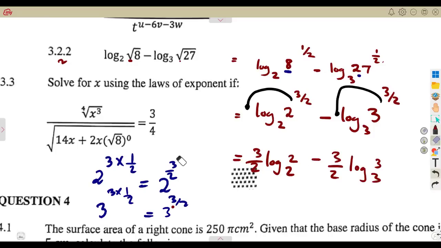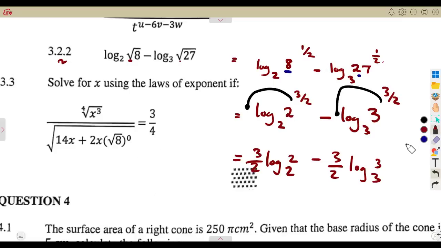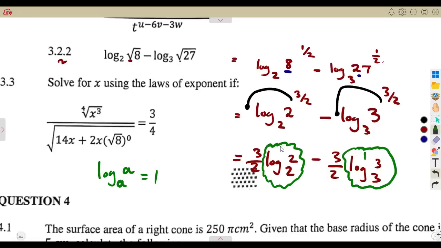So now let us consider this condition on our logarithms. We understand that when the number and the base are the same, the log of a in the base of a is equal to 1. So this is exactly what we are seeing here, and also here. That means we're going to have a 1 and a 1. So we have 3 over 2 times 1, which is 3 over 2, minus 3 over 2 times 1, which is simply 3 over 2. Subtracting these two gives us what? A 0. So that is what we are supposed to obtain.